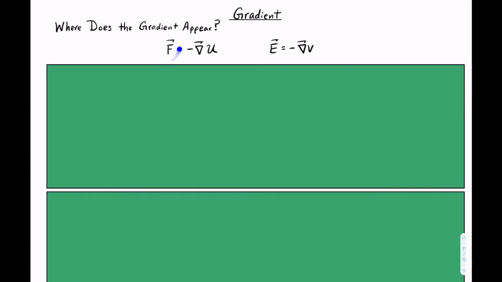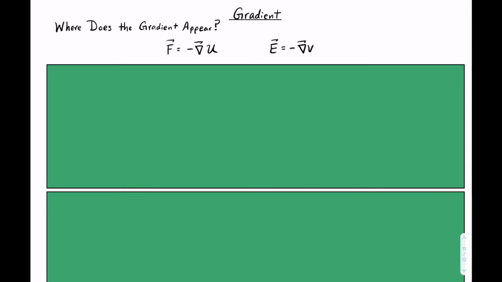To relate force and potential energy, and to relate electric field and electric potential, we're going to be using something called the gradient, which is represented by this symbol here. It looks like an upside down triangle, but it's pronounced del, or the actual name for the symbol is nabla. But anyway, for us, when we see this symbol, we'll read it as gradient.